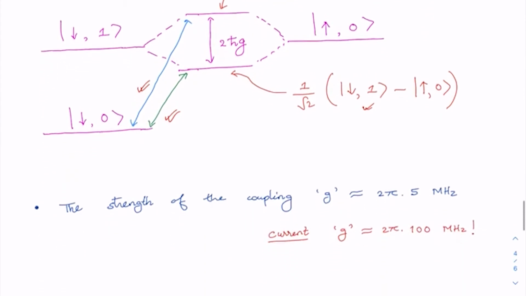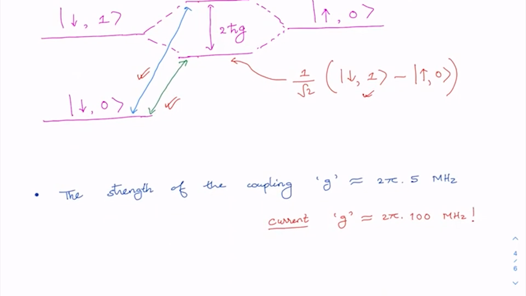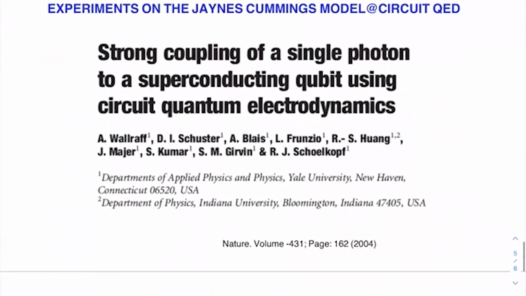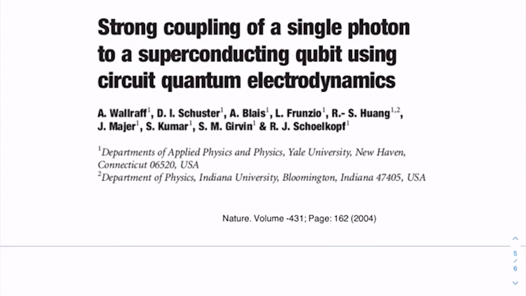One thing I forgot to tell in the last class was that the strength of the coupling parameter they took in their 2004 experiment was 2π times 5 megahertz. Nowadays it is typically 100 megahertz or even more than that. So because of technological development, it is now around 20 or even 30 times larger than what it was at that time in 2004. This landmark experiment was published in the journal Nature.